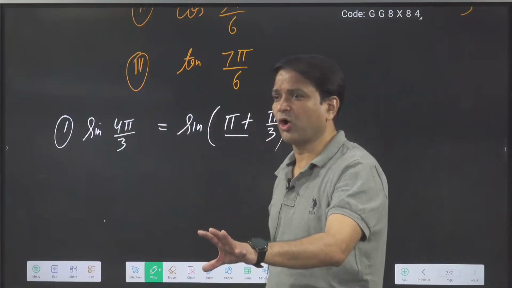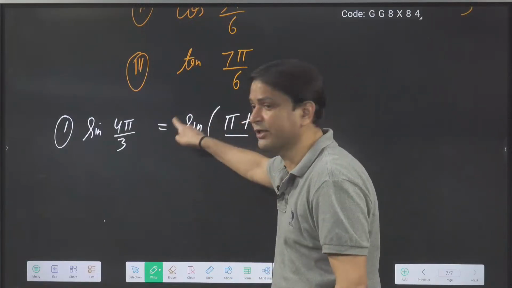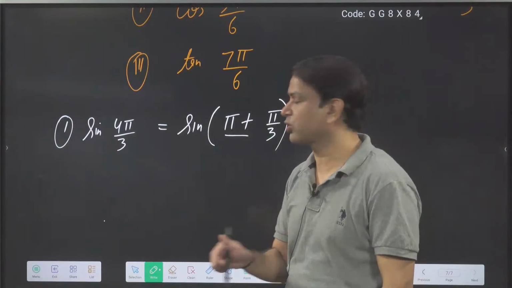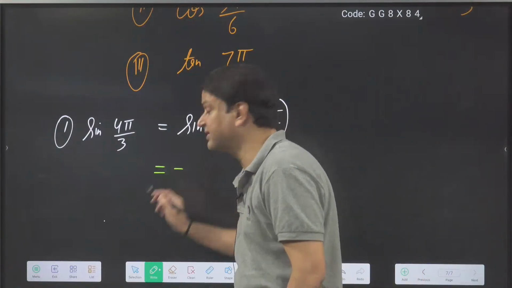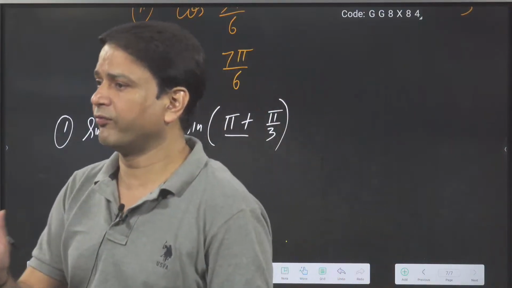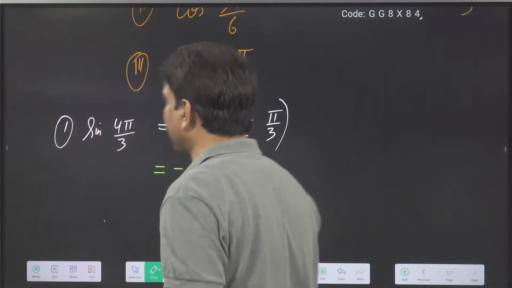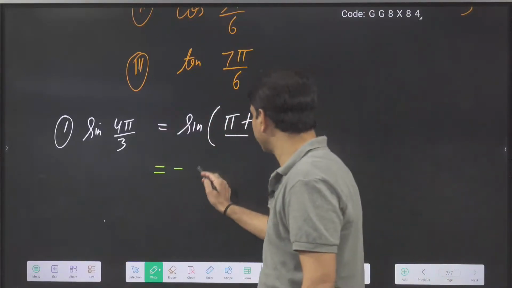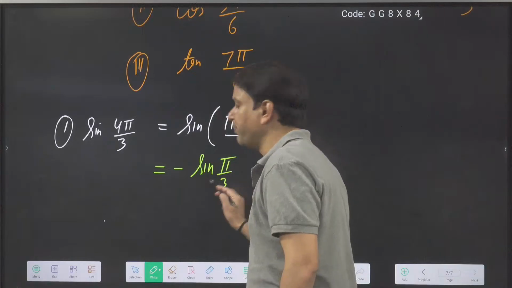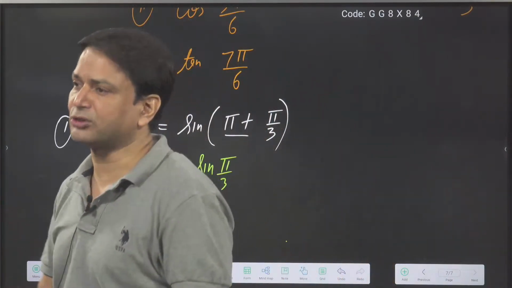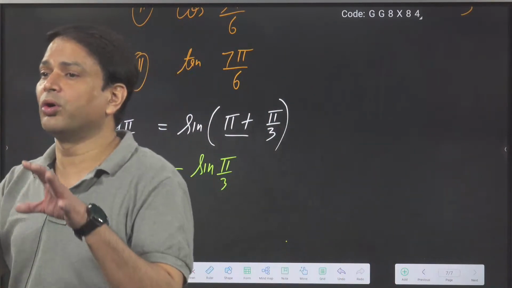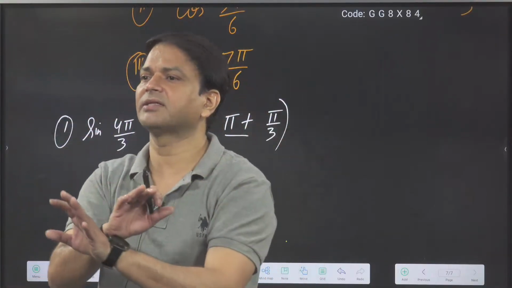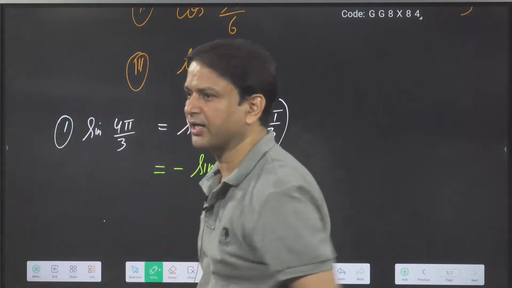When you decide the quadrant, then accordingly we have to decide the sign, plus or minus. Third quadrant sign is negative, so I put the minus sign. After that, there is no role for pi. Directly I will write minus sine pi by 3. The role of pi plus, pi minus, 2 pi plus, 2 pi minus is only to decide the quadrant. According to the quadrant we put the plus or minus sign, then their work is over. Then directly we take the other angle, sine or cos.